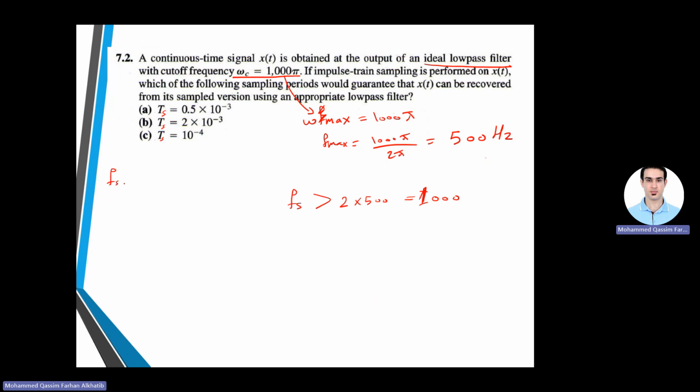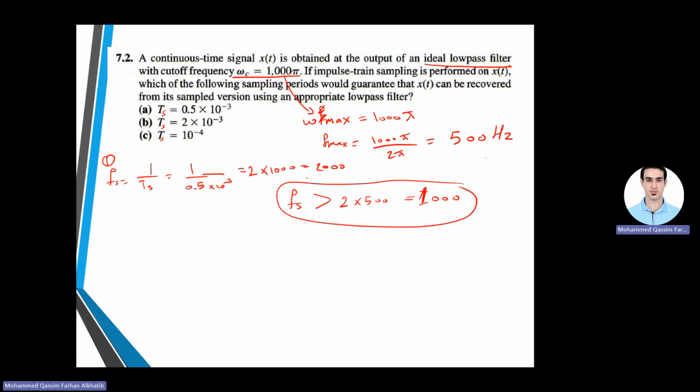And that's it. So let's look at the first one. Fs, that's 1 over Ts, 1 over 0.5 times 10 to the negative 3. And that's going to be simply 2 times 1000, 2000. So will I get good reconstruction here? Look, I should sample at least higher than 1000. And this one here, I'm sampling at 2000. So it should be fine. Are you with me in this one?